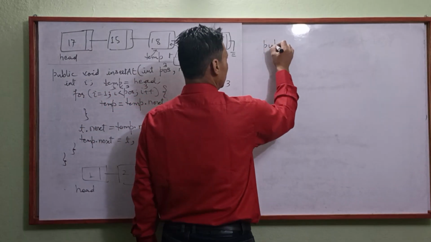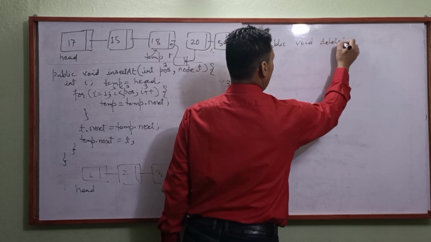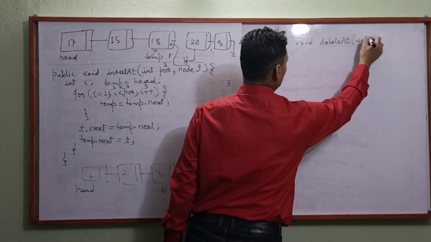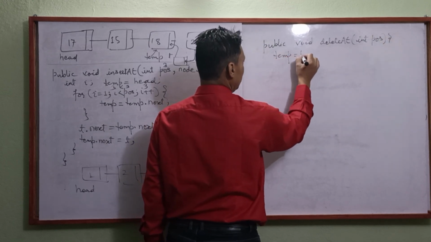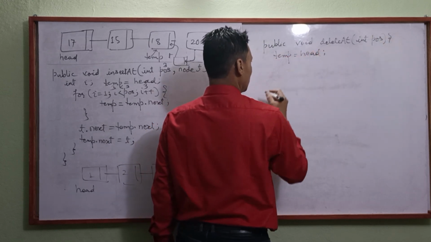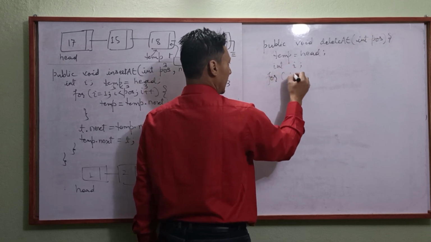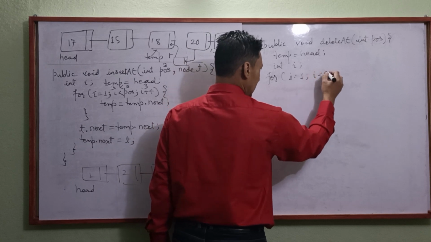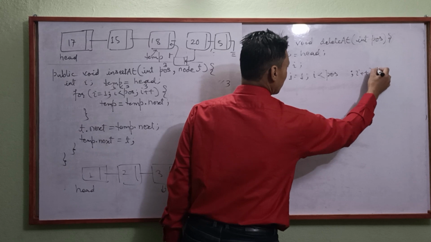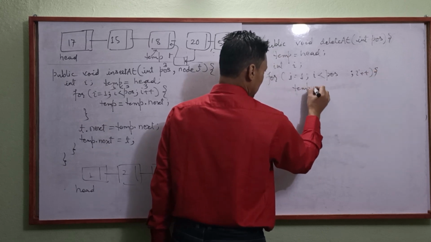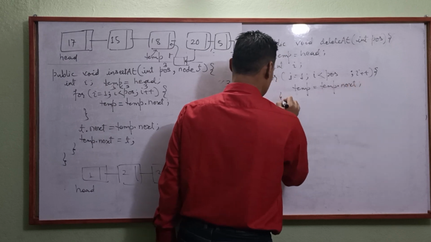public void deleteAt. Now we have to take the position as a parameter. Now let's assign head to temp. Then we have to declare one integer variable i. Then for i equals 1, i less than position, I'm leaving some space here, i plus plus. Now let's do temp equals temp.next. Then let's see what happens.